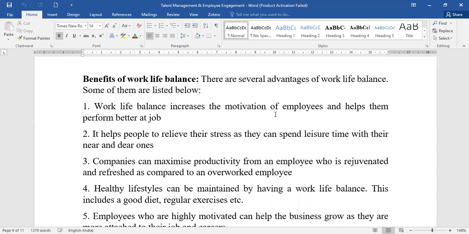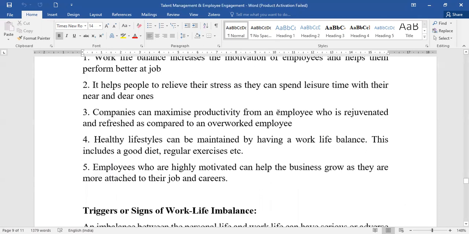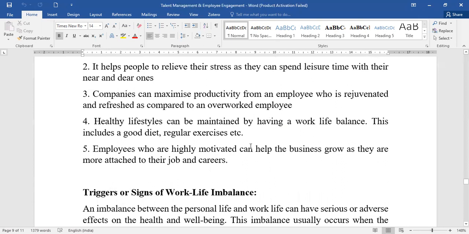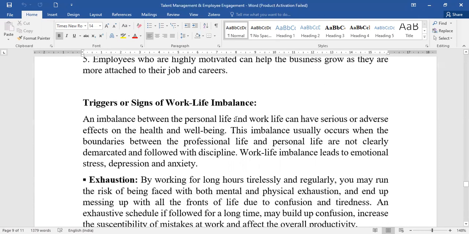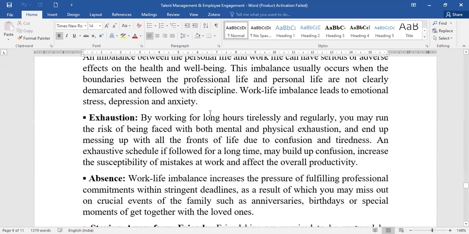It helps to have a healthy lifestyle, and it helps the employees not only to grow for themselves, but also the effect can be seen on the organization. Now we need to know what the signs are which can trigger the work imbalance. So it is a huge amount of workload, pressure, burden, exhaustion, no break, continuous working under continuous pressure. So that can be one of the reasons for the imbalance.